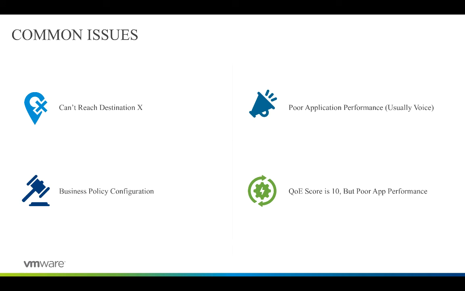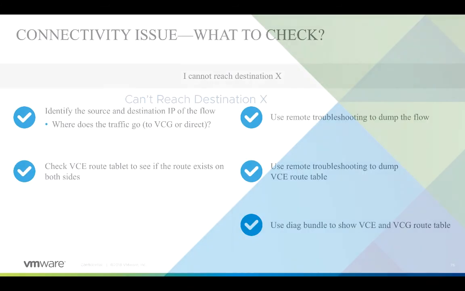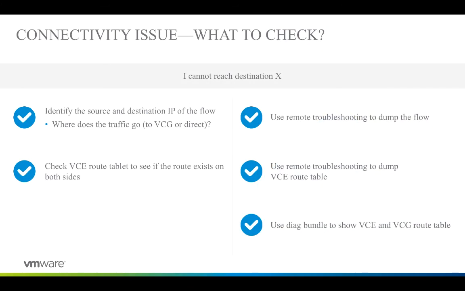What are the common issues we generally face? A customer calls and says, "I cannot reach a particular destination," or "I still have poor application performance." These are some of the very frequent issues. We can talk about one of them here: I cannot reach a destination. So what exactly do we need to check?